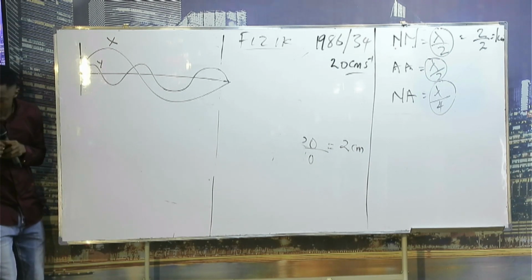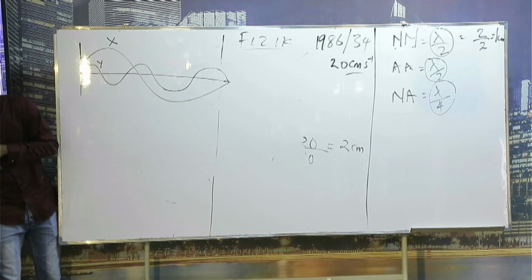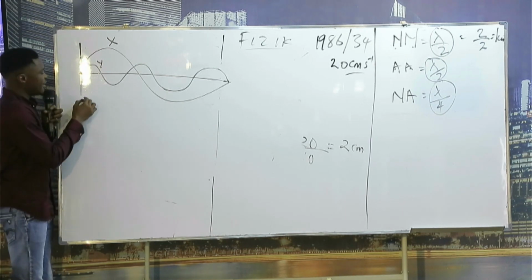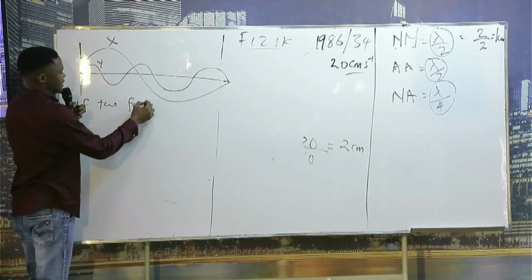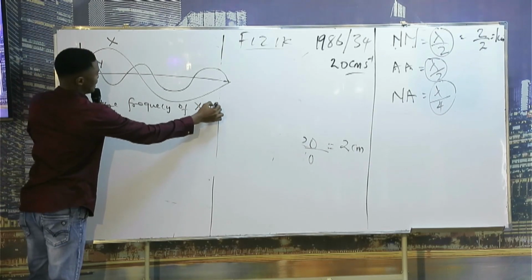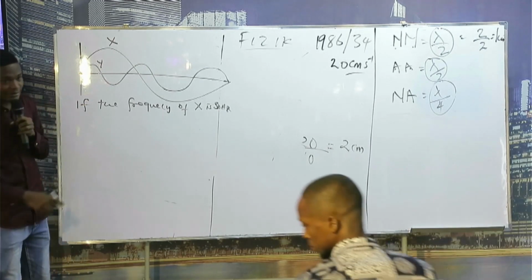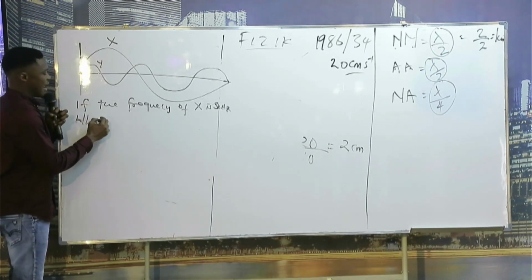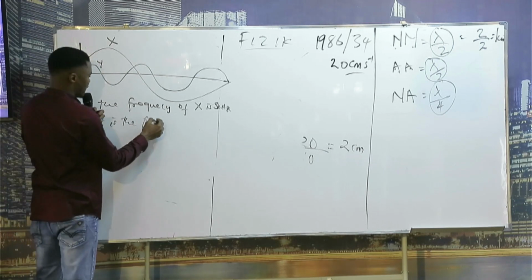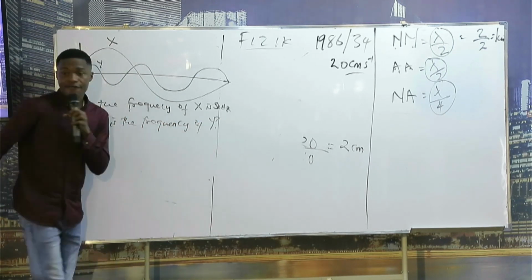They said the diagram below shows two waveforms, X and Y. They now said if the frequency of X is 30 hertz, what is the frequency of Y? That is the question.